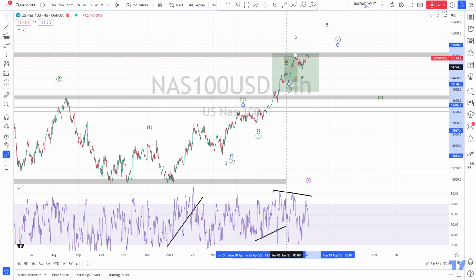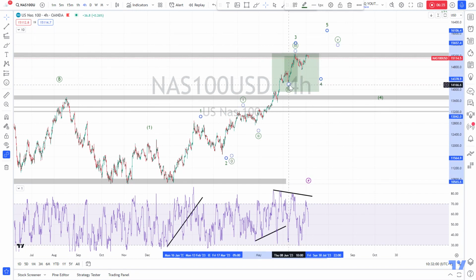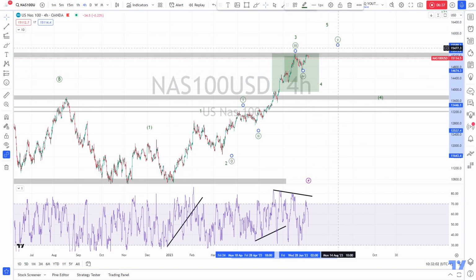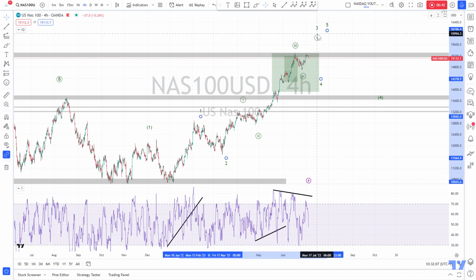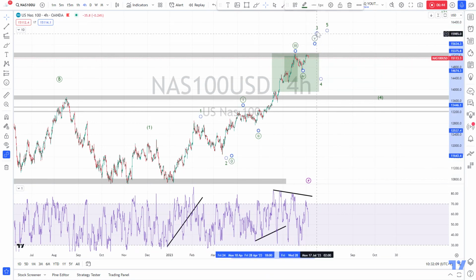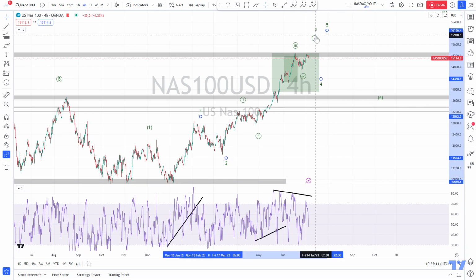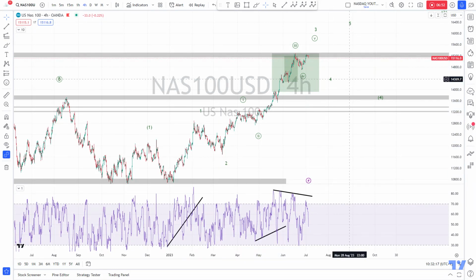So I will change again to my primary scenario, which looks like this. So a wave 5 somewhere here, then our wave 3 is finished, and then we should have a pullback as a wave 4. Okay, now let's zoom in to the 1 hour.